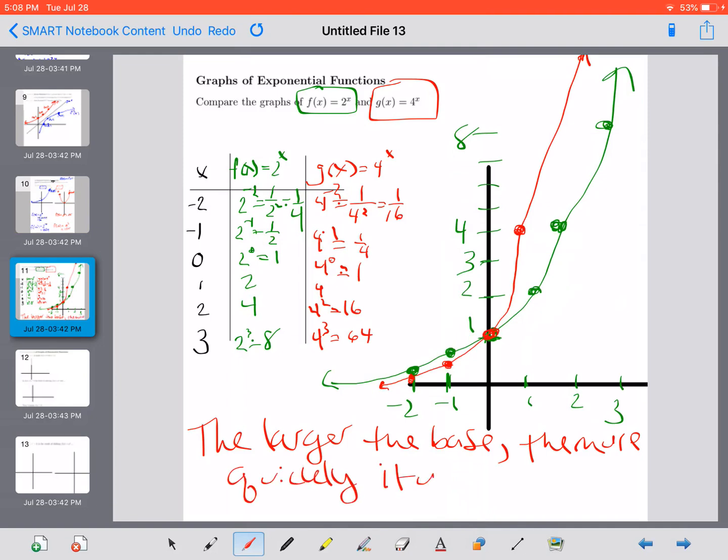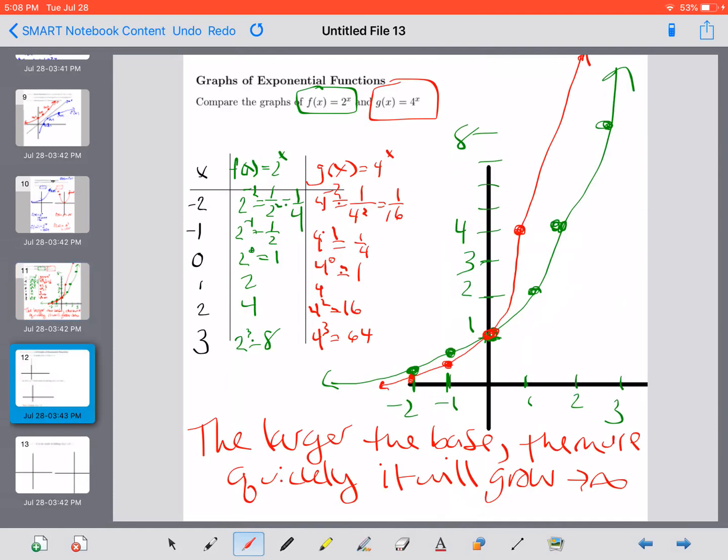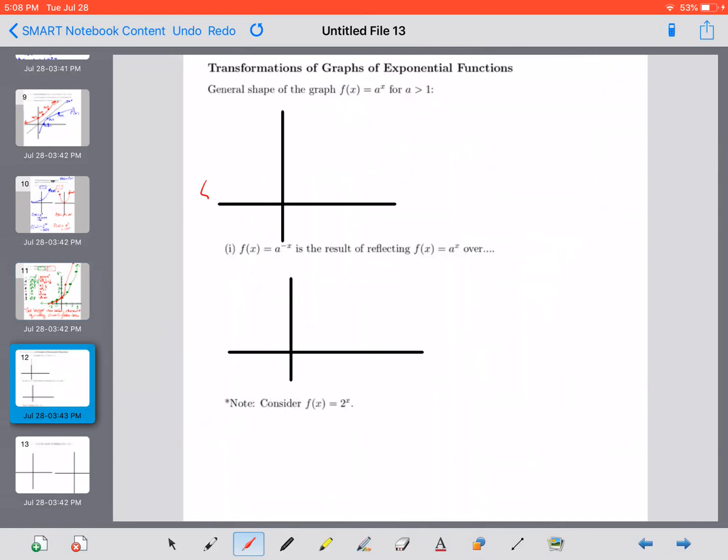More quickly it will grow towards infinity. All right, so let's think about what other graphs might look like for these exponential functions. So we've seen already that the general shape of a graph of the form f of x equals a to the x, where a is bigger than 1, like we saw a base of 2 to the x, or 4 to the x. The general shape was something like this.